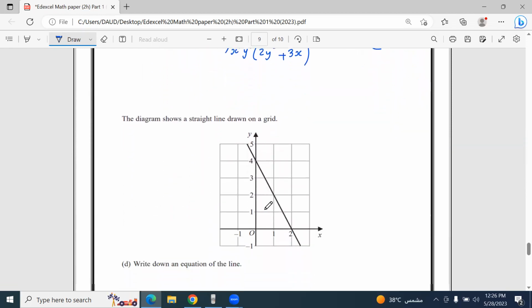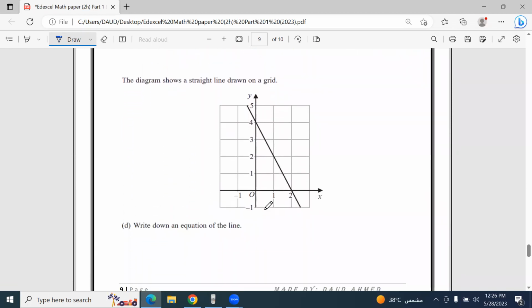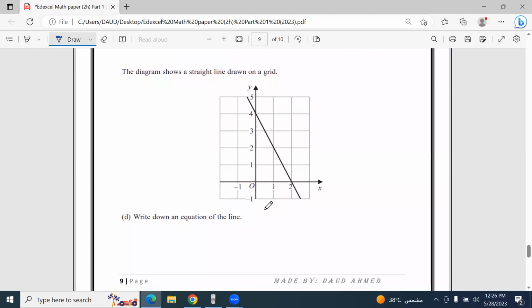Next, the diagram shows a straight line drawn on the grid. As you can see, this is a sloping line and it goes down from left to right. It means the gradient must be negative. And where the line touches the y-axis, that is always c. We can say that this is the y-intercept point. c equals 4, okay? And if I check this point, it is 0 comma 4.